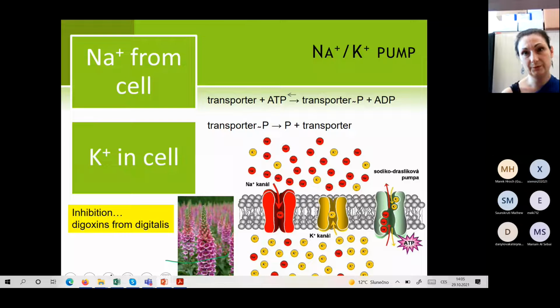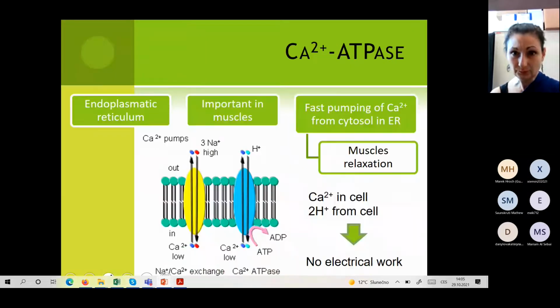Especially your heart is sensitive to that, and fibrillation or some diseases of the heart can be caused by the intoxication of digitoxins coming from digitalis. Okay, this is calcium ATPase.